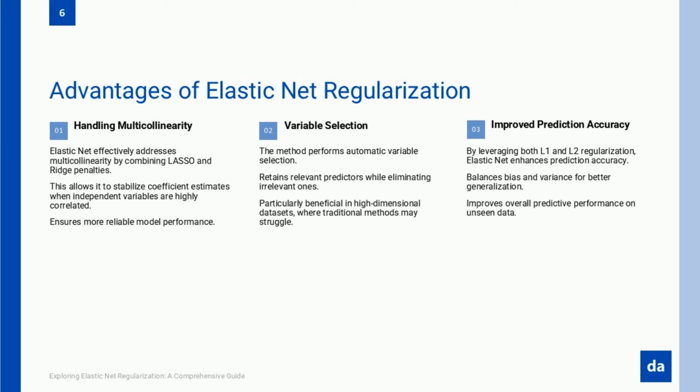So if you're dealing with data where variables are tightly linked, say multiple economic indicators affecting stock prices, Elastic Net ensures that no single variable gets unfairly removed just because it shares information with another. And let's talk about predictive performance.